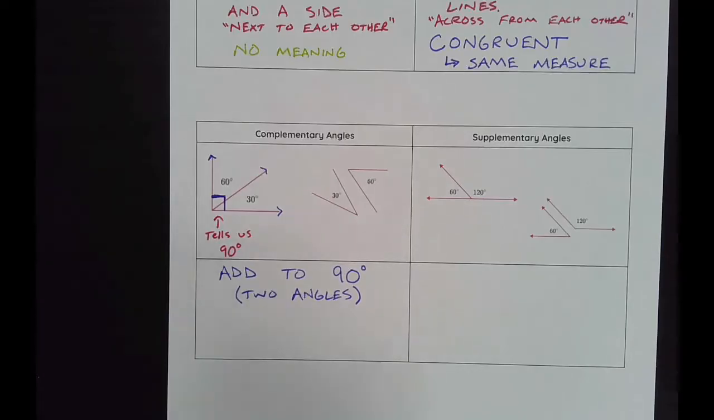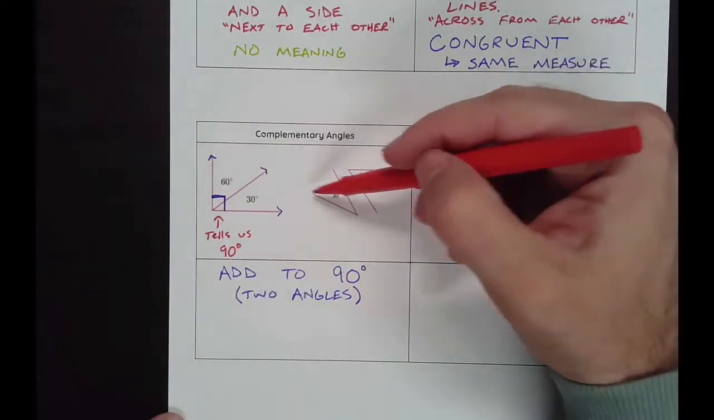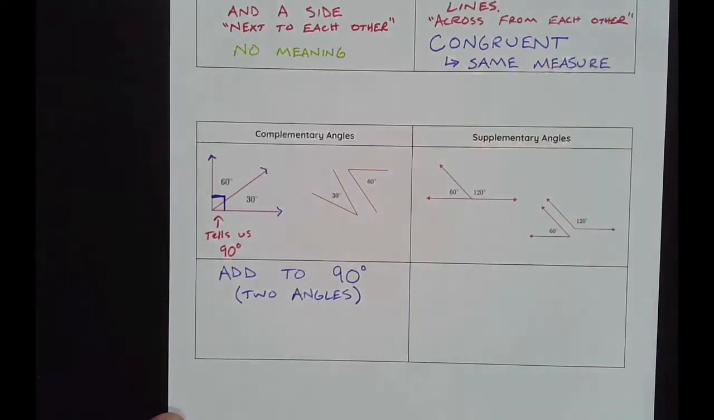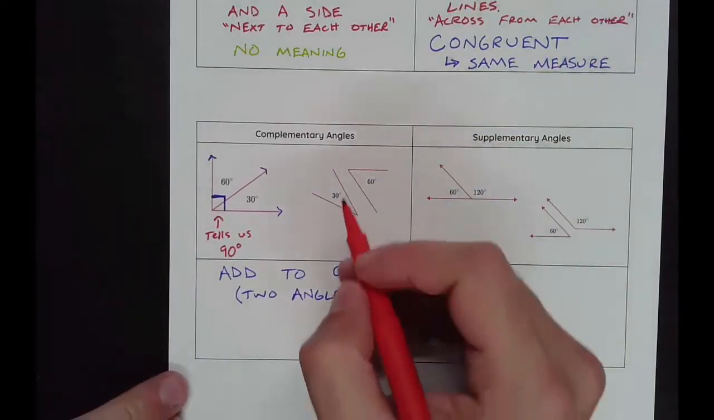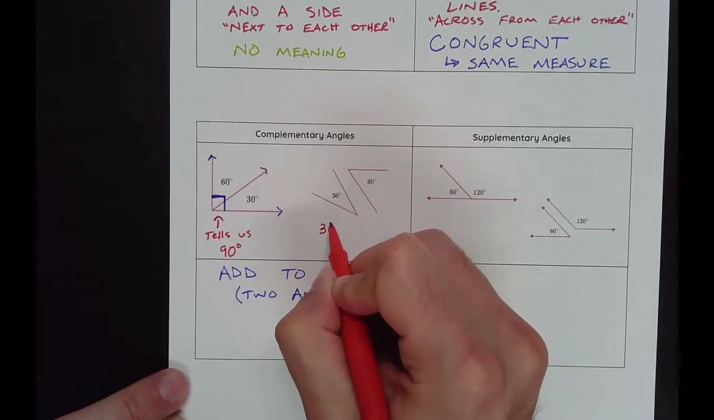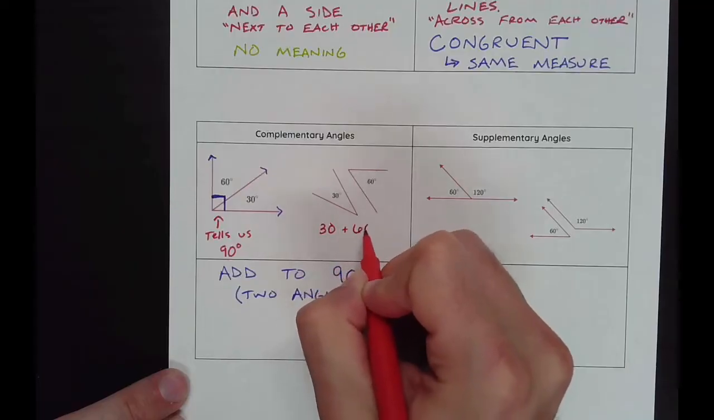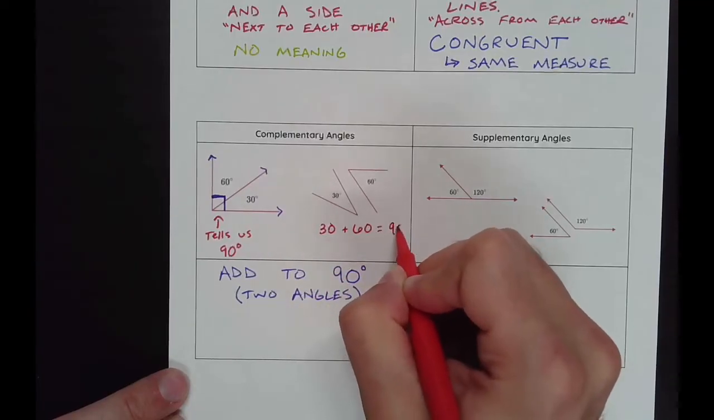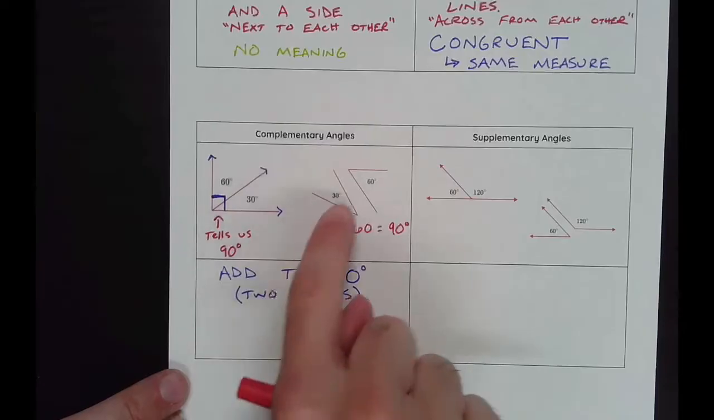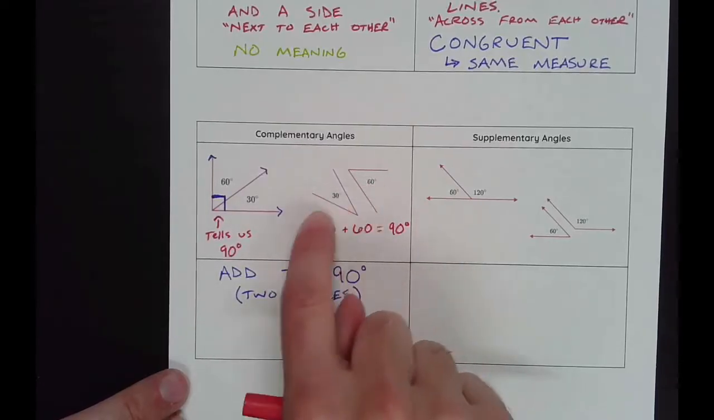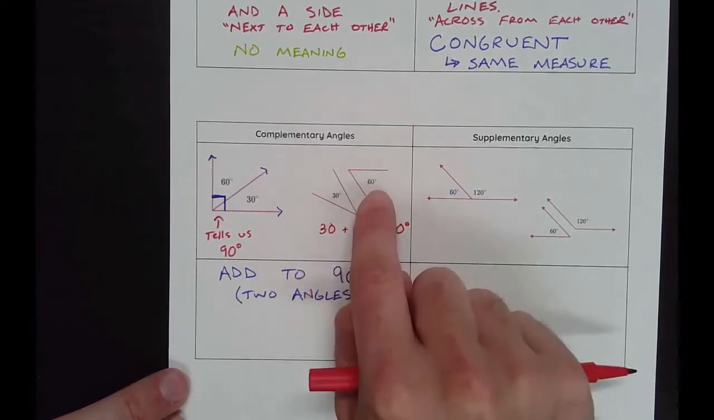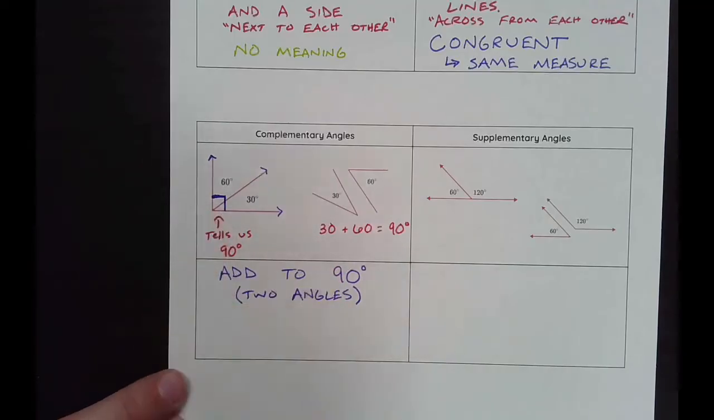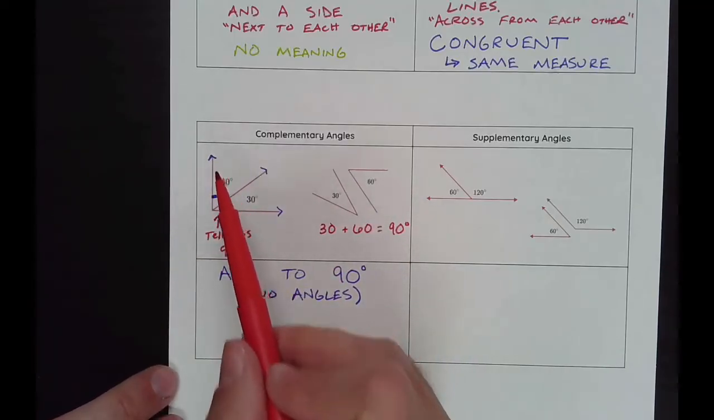We can also have 2 angles that are non-adjacent and still complementary. So here, 30 degrees plus 60 degrees equals 90 degrees. So we can classify these as complementary but not adjacent. We can classify these angles as complementary and adjacent.